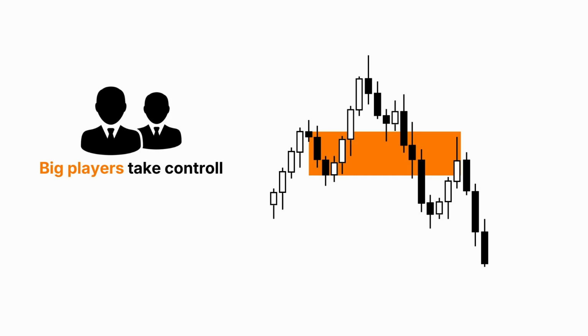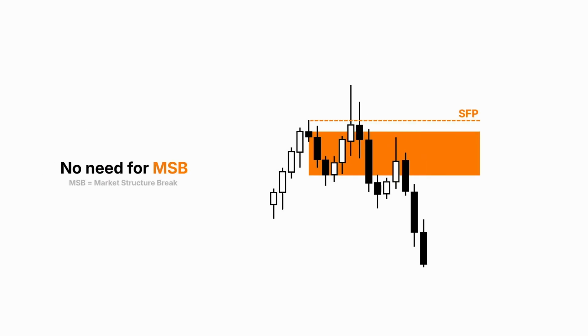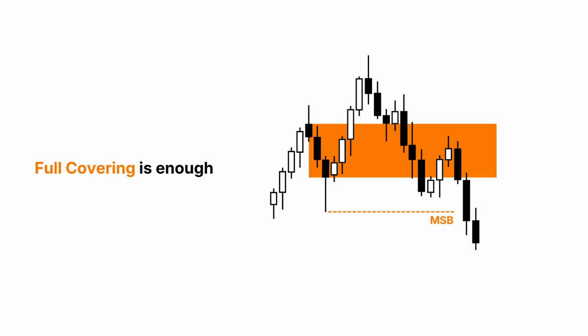So when order block gets created, it confirms a real shift in control. The initial order block does not have to create a market structure break. Weakening previous high or previous low is enough. Breaker block gets created when the order block gets fully covered with bodies. It does not have to create a market structure break in the opposite direction.